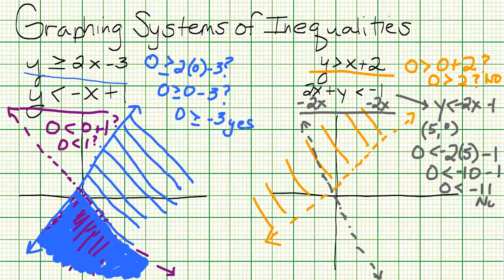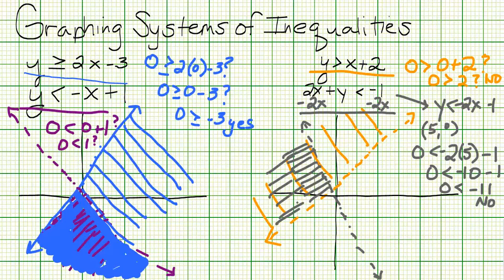So 5, 0 was right here. I don't want to shade here. I need to shade on the other side of the line. And again, I'm only going to shade now where the orange is also, because that's the place where they intersect. There, that's good. So that would be this area over here.